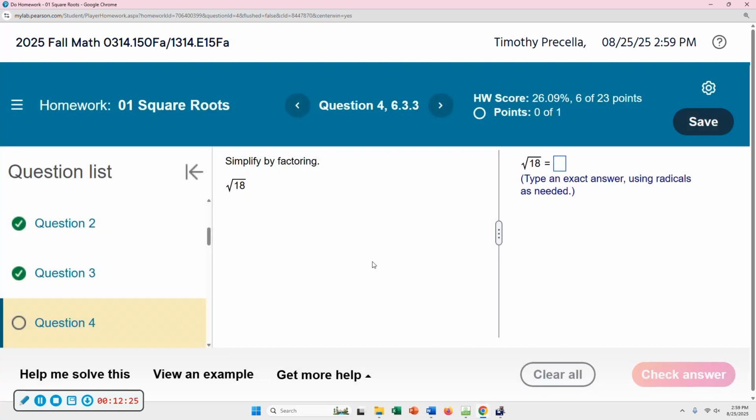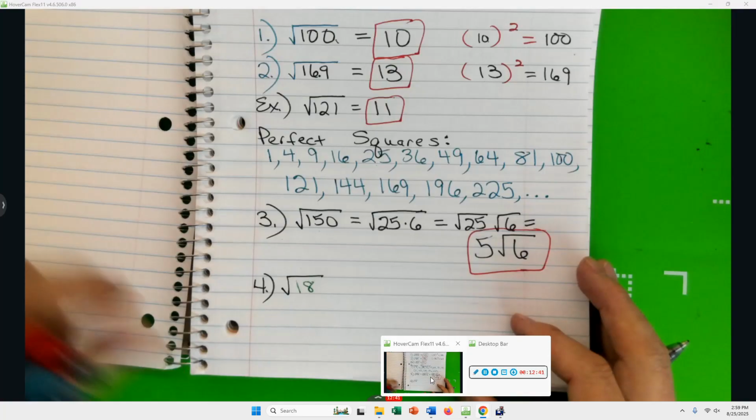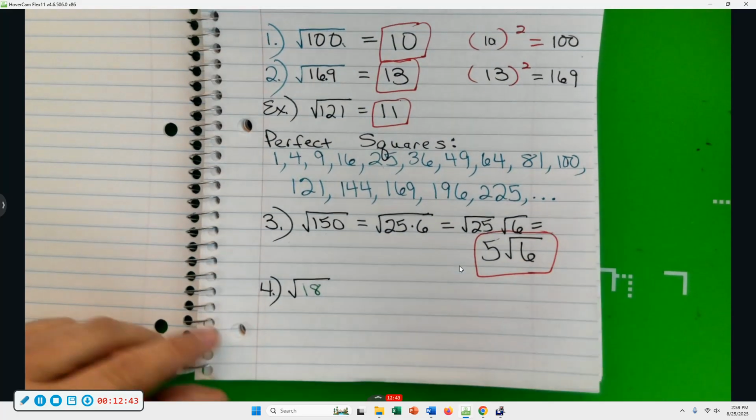Let's do another one. Hopefully it's one that's not a perfect square. I think it's not a perfect square. It's the square root of 18. And let me push my paper up. The square root of 18.